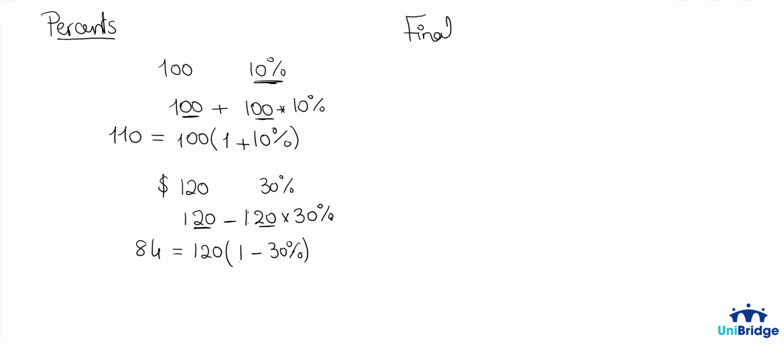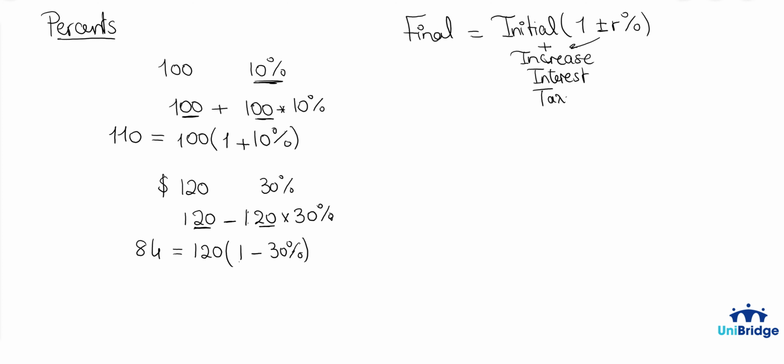So this gives us our most important rule in percent, which is that the final value is equal to the initial value, which is another word for the starting value, multiplied by 1 plus or minus the percent. So when do we add the percent? We add the percent when we have an increase, when we have interest that the bank gives me, and when we have taxes, because taxes make you pay more, so you're adding the percent.